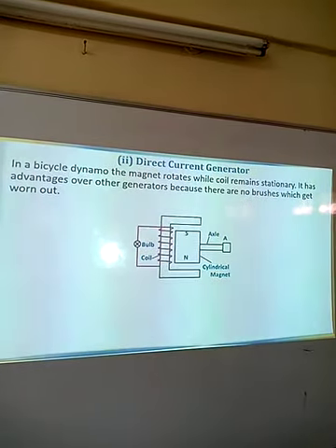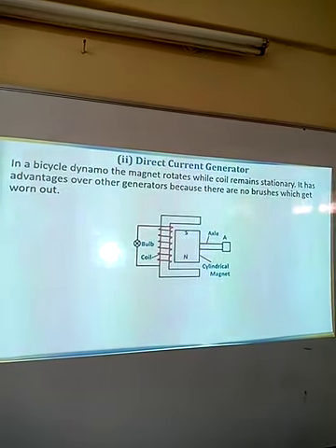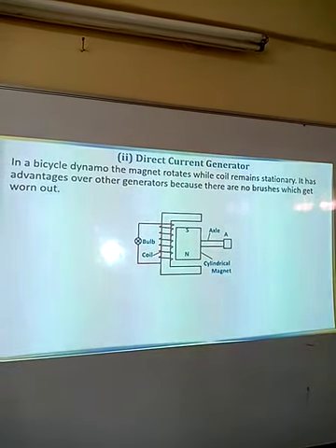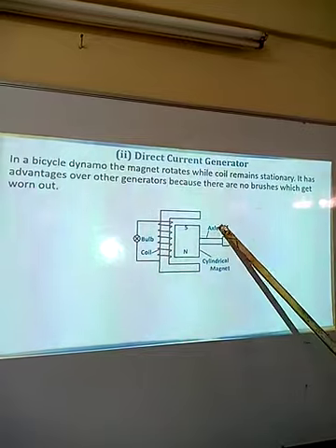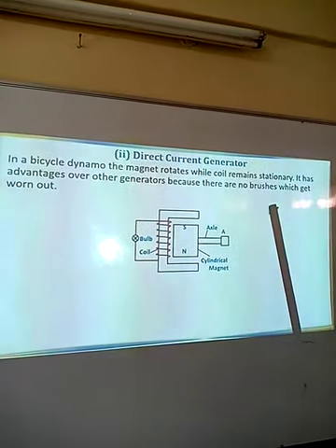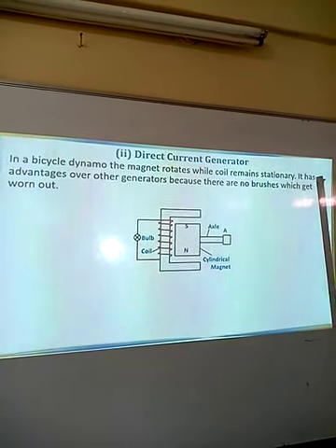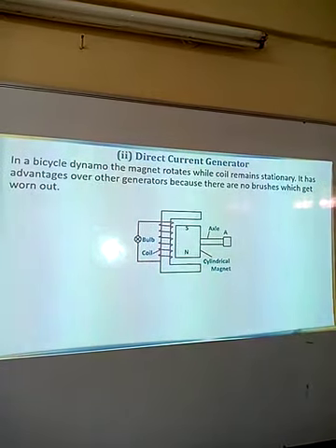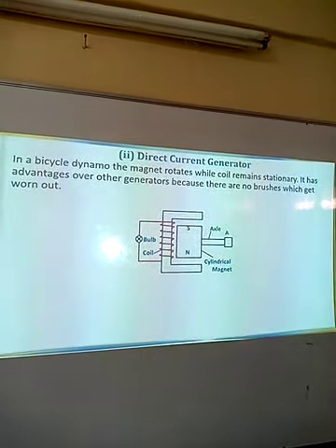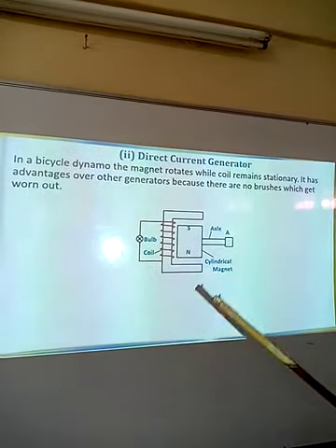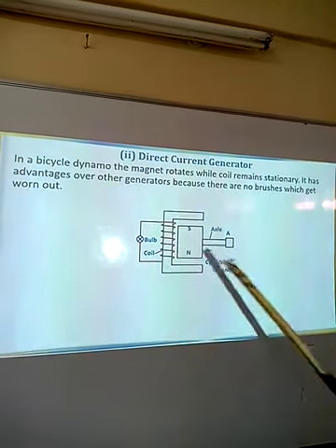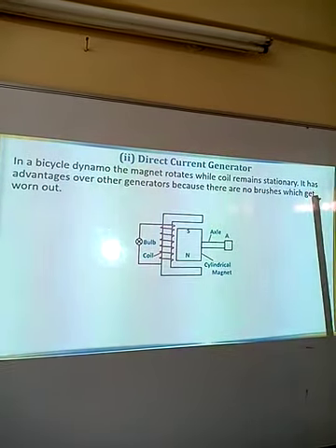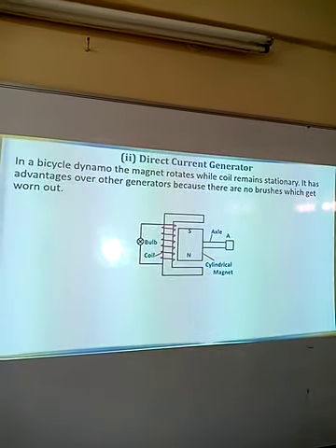We also have a dynamo as another application of the electromagnetic induction. This is how a dynamo looks like. And in this case, in a dynamo, it is the coil that rotates. Unlike other applications, here it is the coil that rotates, and then the current is being induced. This is the current that is used to light the bulb that's always in front of a bicycle, especially at night.